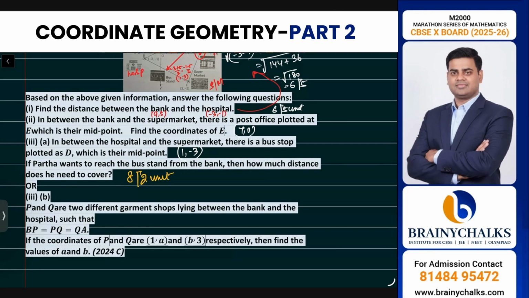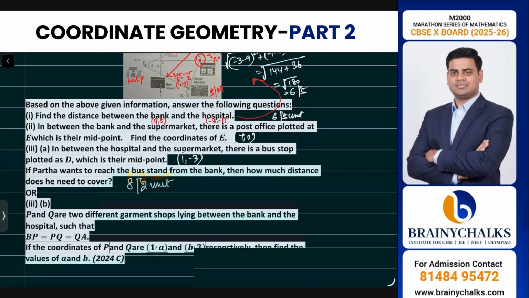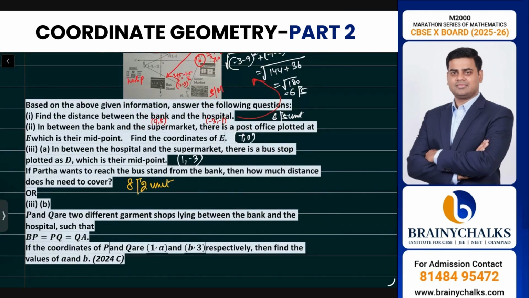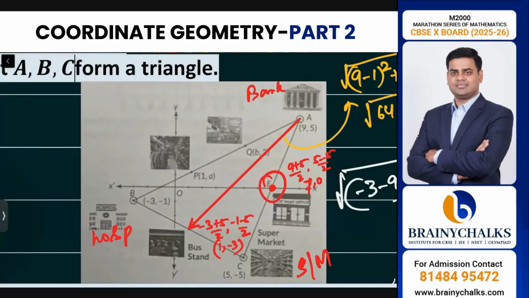Next, P and Q are the two different garment shops lying between the bank and the hospital. Between the bank and the hospital. Fine. P and Q. BP equal to PQ equal to QA. Okay, it is trisected. If the coordinates of P and Q are 1, A, B, 3 respectively, then find the value of A and B. Look, how will you take this?